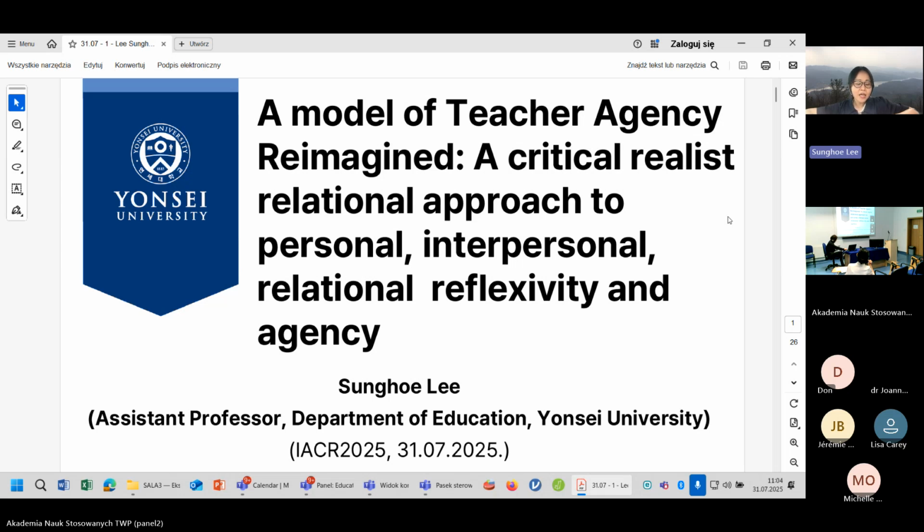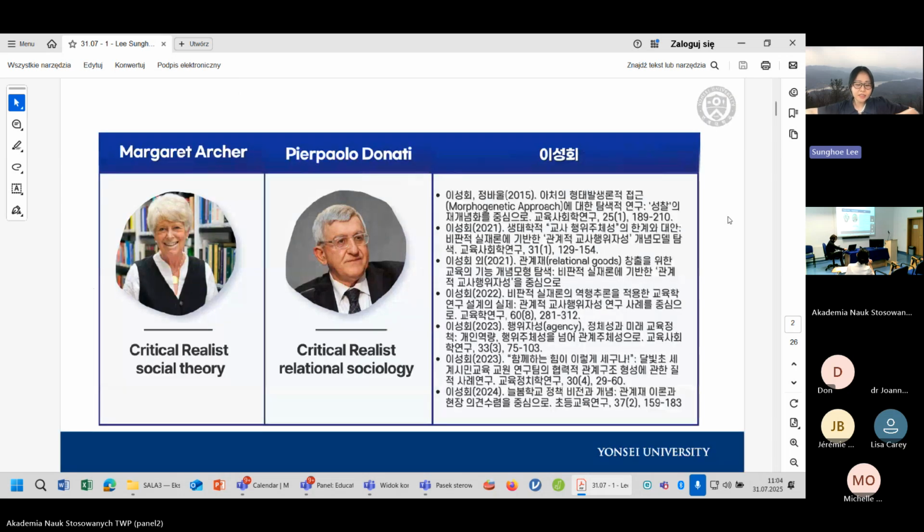Click, please. This approach explicitly integrates two lines of critical realist thought: Margaret Archer's realist social theory and Pier Paolo Donati's critical realist relational sociology. To explain why this synthesis matters, let me situate myself. In 2012, I completed my PhD in education at the University of Cambridge using Anthony Giddens' structuration theory.